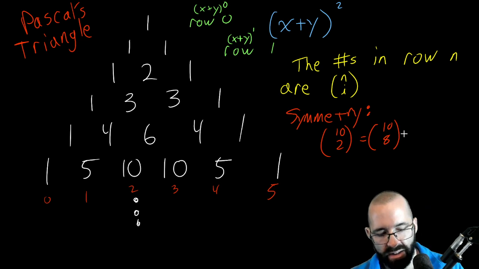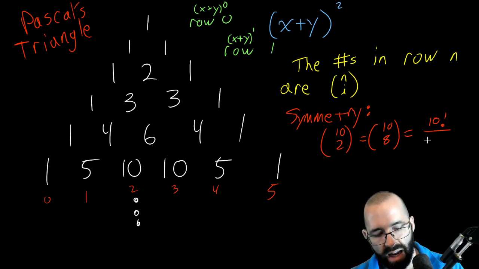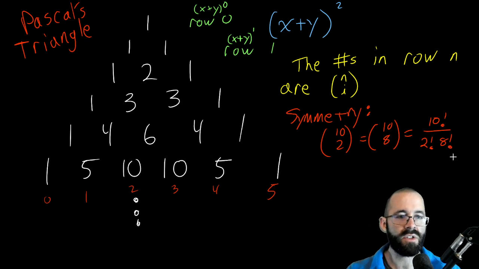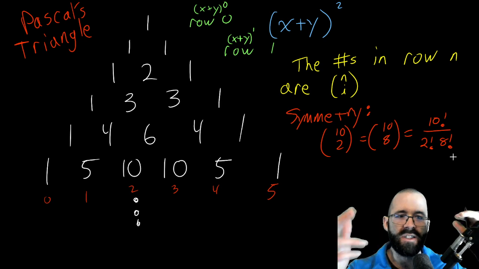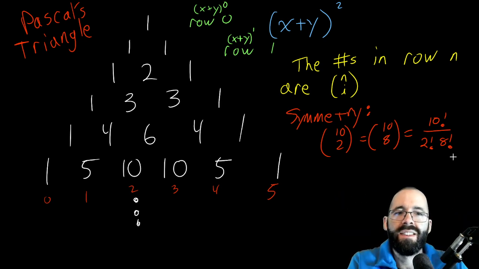And mathematically, it definitely makes sense that they are the same, right? What's the formula? It's n factorial divided by n minus k factorial times k factorial. So if you switch k, it just switches the 8 and the 2 here. But it's still the same number, right?